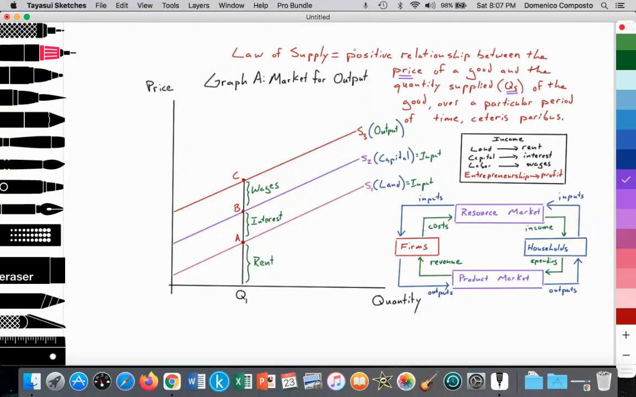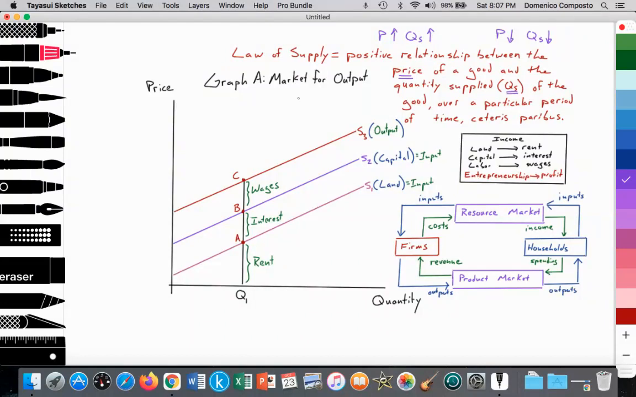So that law states that price and quantity supplied move in the same direction. If price rises, we would expect the quantity supplied to also rise. And if price falls, we would expect the quantity supplied to also fall. Why is that? Why is there that positive relationship between the two variables, the independent variable of price and the dependent variable of quantity supplied?